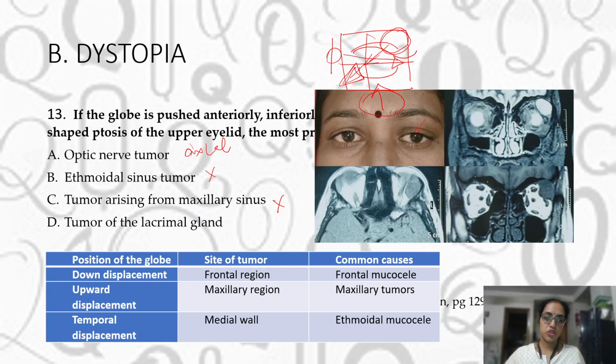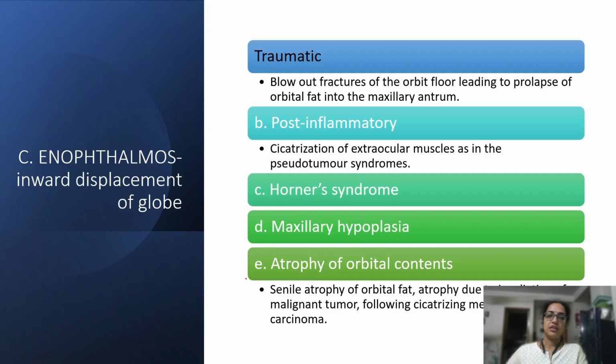So depending on the position of the globe, you can think of a probable etiology. So down displacement is frontal region tumors, frontal mucoceles are common causes. Upward displacement, maxillary tumors. Temporal displacement, something from the medial wall, that is ethmoidal mucocele.